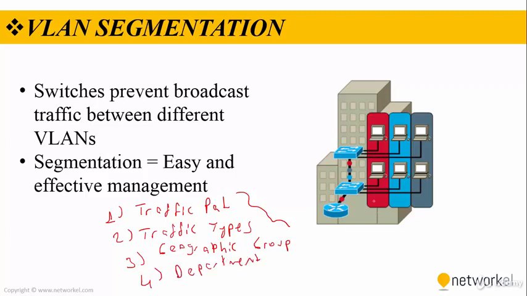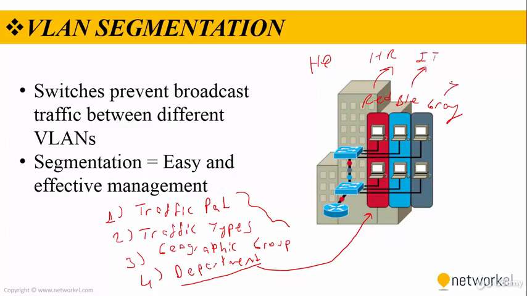For example, this is a HQ of a corporate building, and this is the red VLAN, blue VLAN, and the gray VLAN. If I segment the VLANs using the department information, red VLAN users may be human resources, blue may be IT, and gray may be the finance.